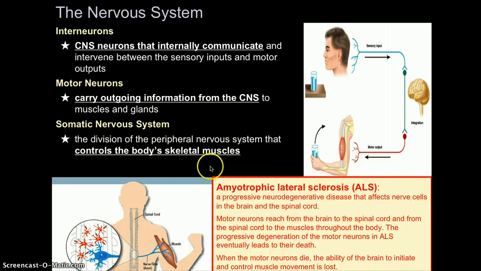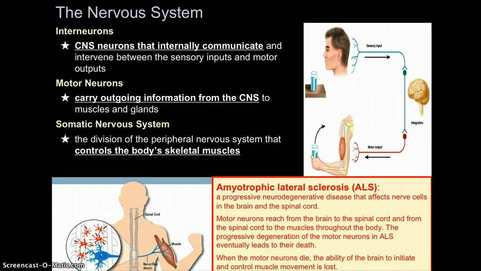So if we look here with this red box outlined here, I'm sure many of you have spent time on social media seeing the Ice Bucket Challenge for ALS. This is amyotrophic lateral sclerosis, or ALS, and it's a progressive neurodegenerative disease that affects nerve cells in the brain and spinal cord. Motor neurons reach from the brain to the spinal cord and from the spinal cord to the muscles throughout the body. The progressive degeneration of the motor neurons in ALS eventually leads to their death. When the motor neurons die, the ability of the brain to initiate and control muscle movement is lost.